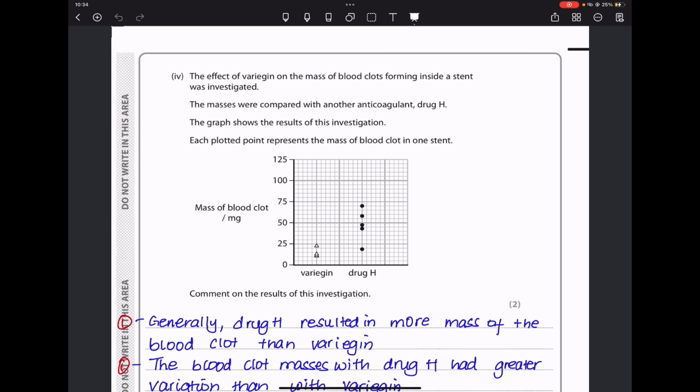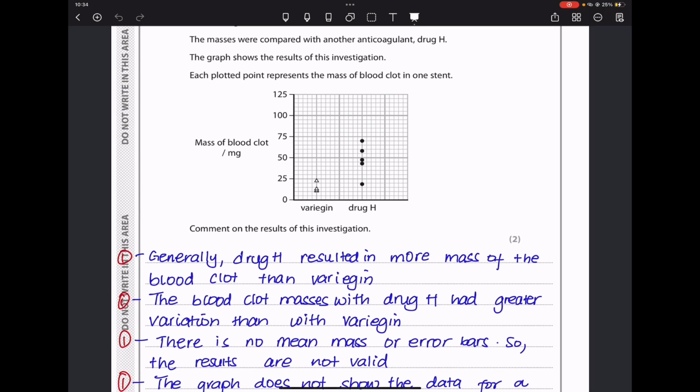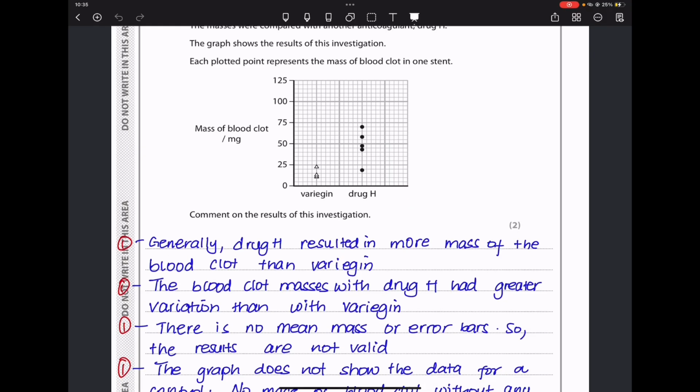Next, they say the effect of vireogen on the mass of blood clots forming inside a stent was investigated. The masses were compared with another anticoagulant, which is drug H, and the graph shows the results of this investigation. Each plotted point represents the mass of blood clot in one stent. So from our graph, we see the results for vireogen and the results for drug H and the corresponding masses. We can see these masses are spread over a wider range. Some are lower, some are more, and we see here those for vireogen giving almost the same mass.